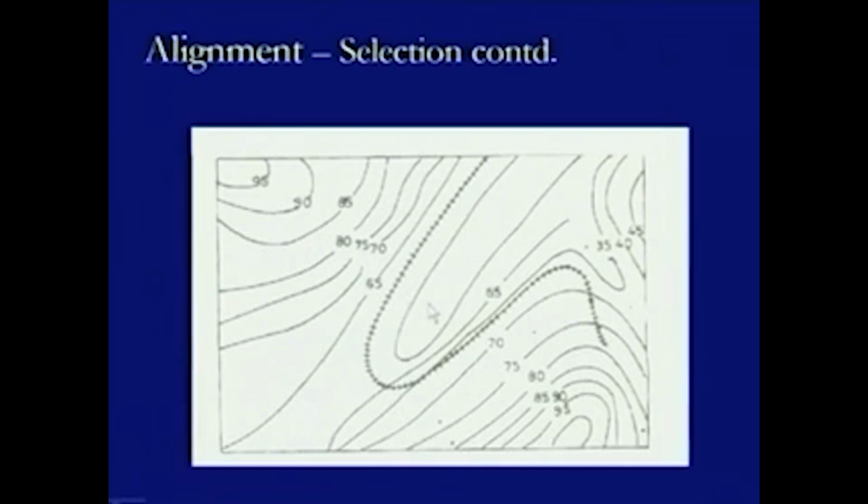Similarly, when we look in this direction, it is also increasing. It means we are increasing the height of the point in this direction. This is a higher point as compared to this point. Similarly, this is another higher point as compared to this point. So, when we are going for a zigzag alignment, this alignment tries to follow the contour as far as possible.